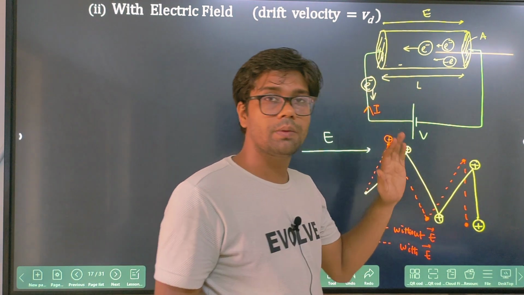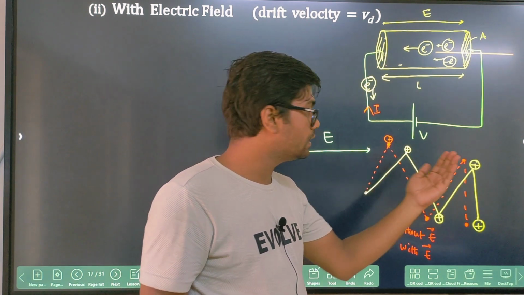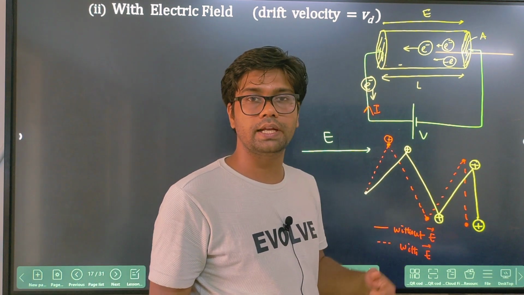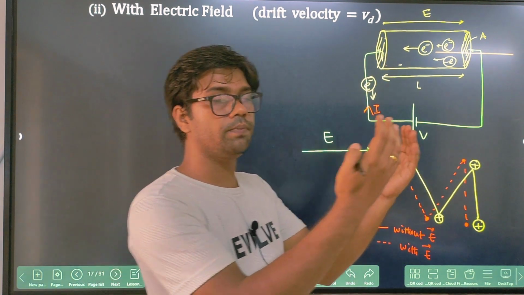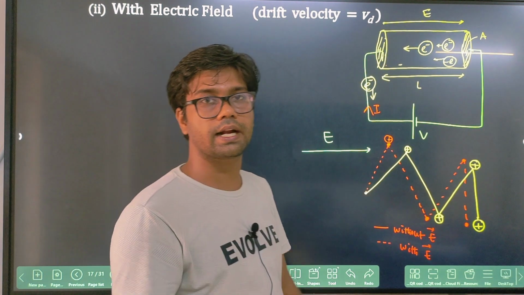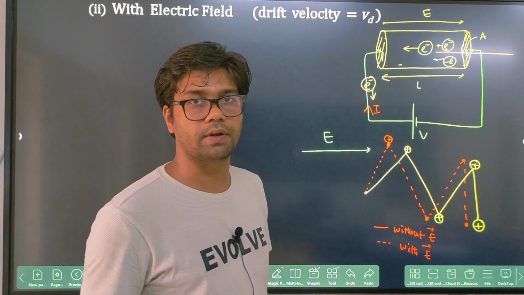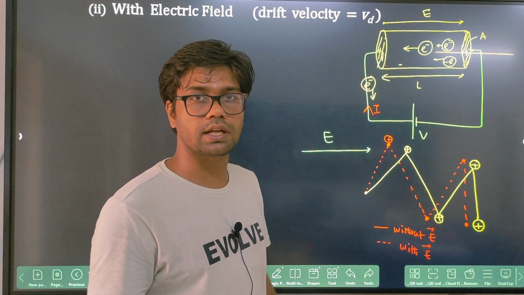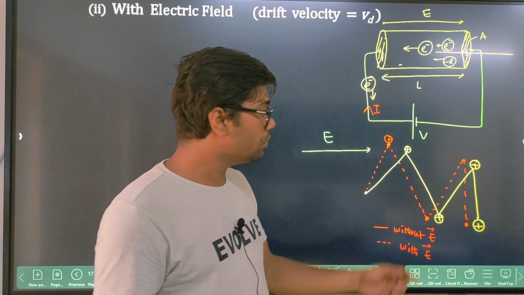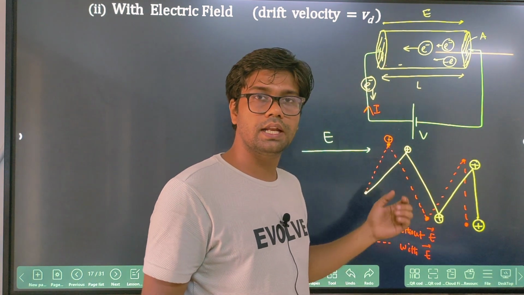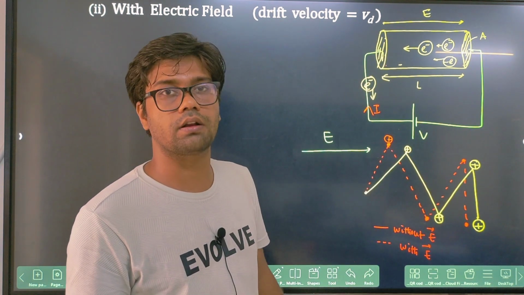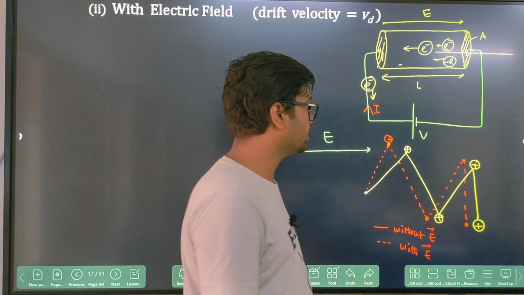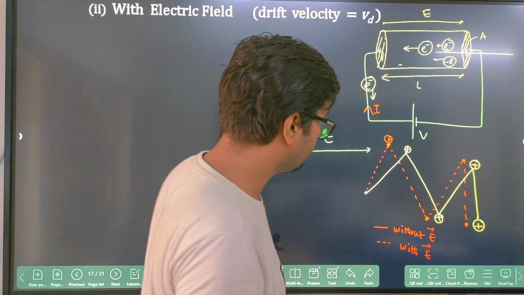But as soon as you apply the electric field, all these electrons will be drifted opposite to the electric field. That means there will be a net motion of the electrons opposite to the electric field. Not only one electron, all the electrons will be drifted along this direction. Clear? Due to this drifting of the electrons, there will be a net current in the circuit. We'll see that now.